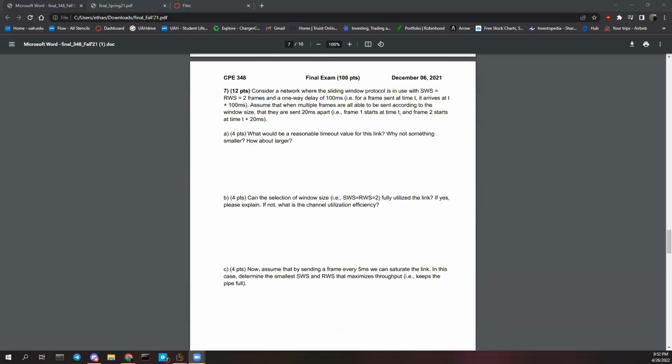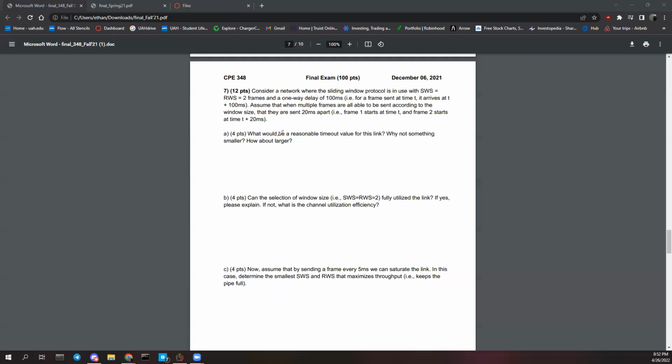Next. Sliding window. Let's get it. All right. Consider a network where the sliding window protocol is in use, with the sliding window size equal to the RWS.